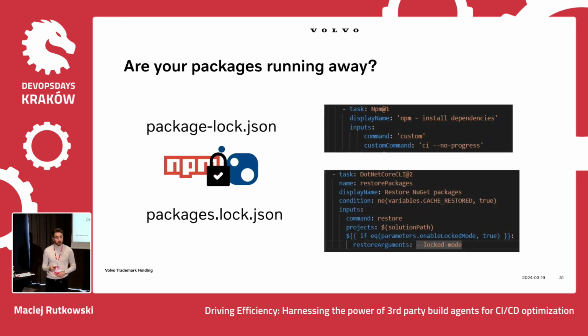So how can we use such lock files? There are custom commands to use in our build steps. For example, for NPM, it will be the CI command, and for .NET, it will be locked mode. So thanks to that, we are saving multiple minutes on each build.